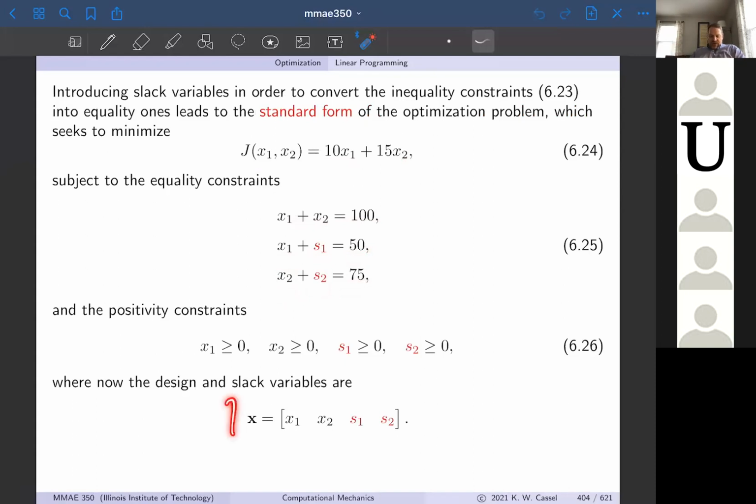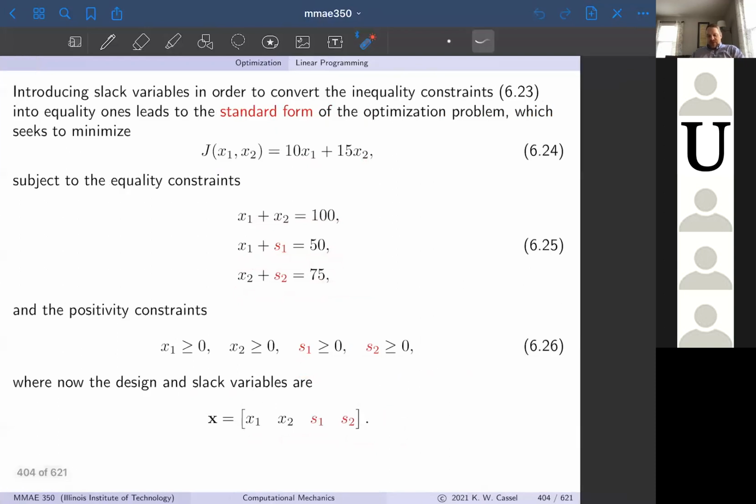You'll see down here, my x vector, which was 2-dimensional, is now 4-dimensional because it's n plus s, the number of design variables, which was 2, plus the number of inequality constraints, which was also 2. And then in addition to our new equality constraints from the inequality constraints, we also have the positivity constraints on the slack variables. They have to be positive. It's a positive slack because of the way we formulated it. All right, so that's our standard form of the linear programming problem.